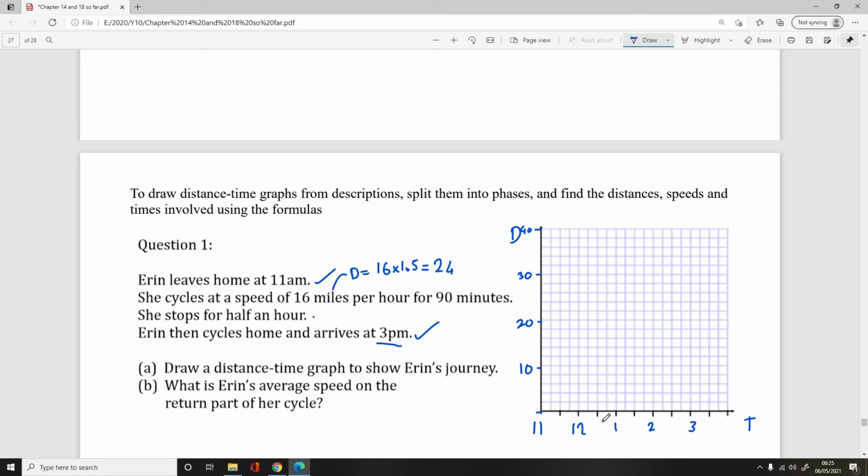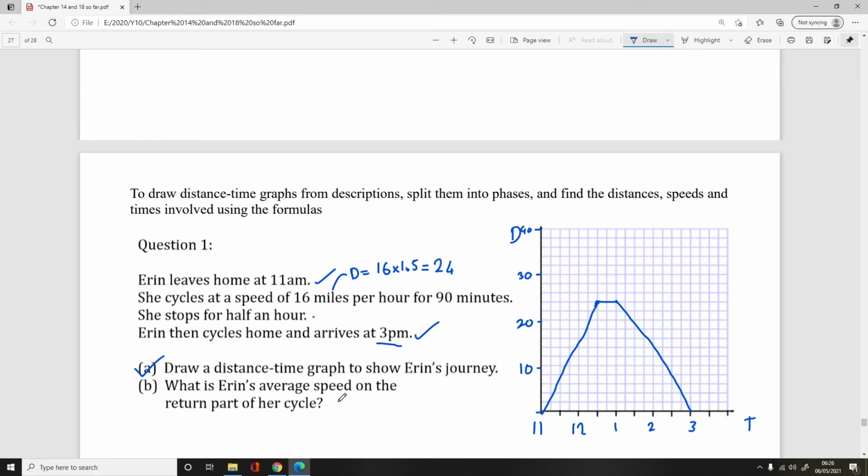So for 90 minutes, so until 12:30, travels 24 miles. So we'll make a mark at 24, and we'll try and join that up with a reasonably straight line. This is obviously her going away from home. Stops for half an hour, so that takes you to 1 o'clock. And then travels home by 3 p.m. There we go. So there's our distance time graph drawn.